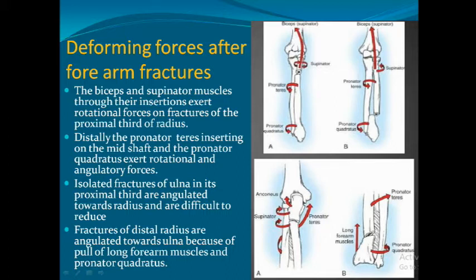Now coming to fracture of distal radius, this is the fracture of distal radius. Whenever a fracture occurs, the long forearm muscles tend to pull it towards them, and pronator quadratus tends to pull the radius towards the ulnar side. Okay. So these are various deforming forces of the muscles which act on fracture fragments, and they lead to various types of displacement. Okay.